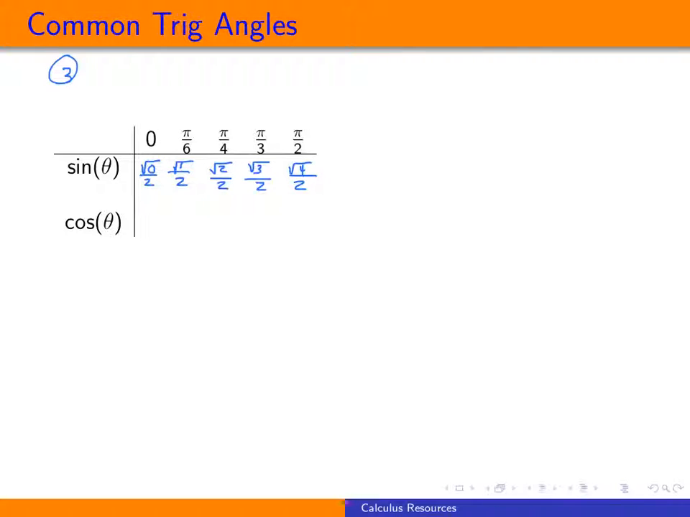Then for cosine theta, you just reverse that pattern. Square root 4 over 2, square root 3 over 2, square root 2 over 2, square root 1 over 2, square root 0 over 2. And the key here is to realize you need just one way that allows you to remember the values of these trig functions. So pick the way that makes most sense to you.